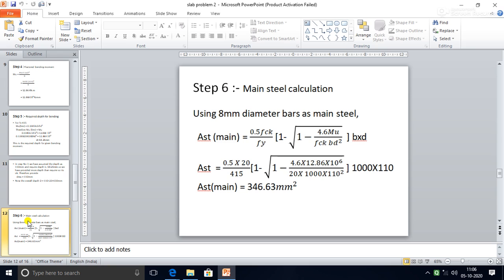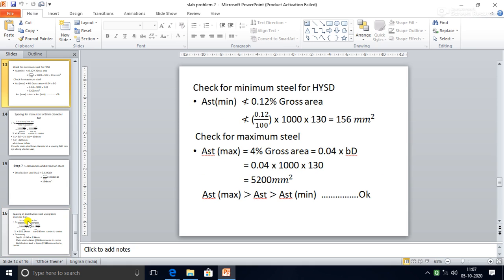Then the next step is the calculation of main steel using 8 mm diameter bars. Since in the problem we have been given 8 mm diameter bars as main steel, the main steel is calculated by using this formula. Ast main is equal to 0.5 fck upon fy into bracket 1 minus under root of 1 minus 4.6 Mu upon fck bd square, bracket complete, b into d. Put all the values of fck and fy, width, depth, and the Ast main is calculated as 346.63 mm square. This is the main steel.